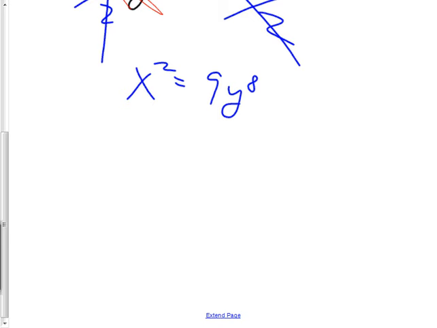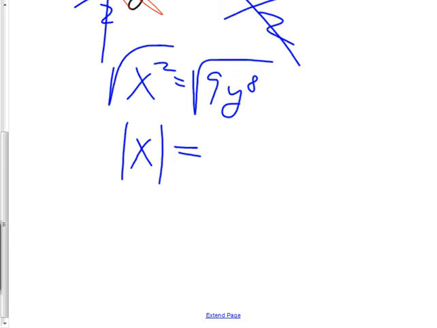Now, how do I finish this deal? How do I fix the x squared? Square root. Absolute value of x. That'll keep me from forgetting my plus minus. And what's the square root of 9? 3. What's the square root of y to the 8th? Y to the 4th. A lot of people wouldn't have known that.